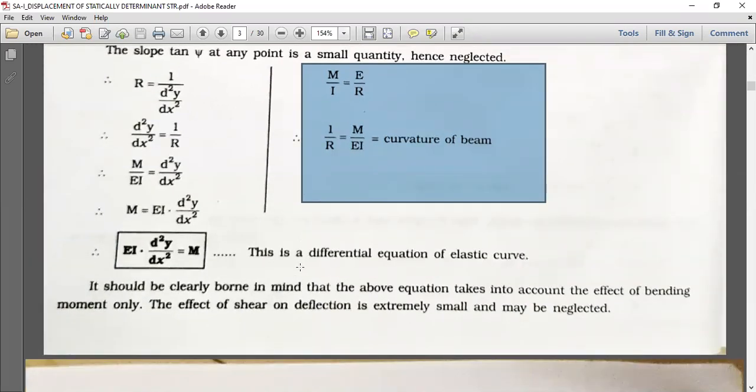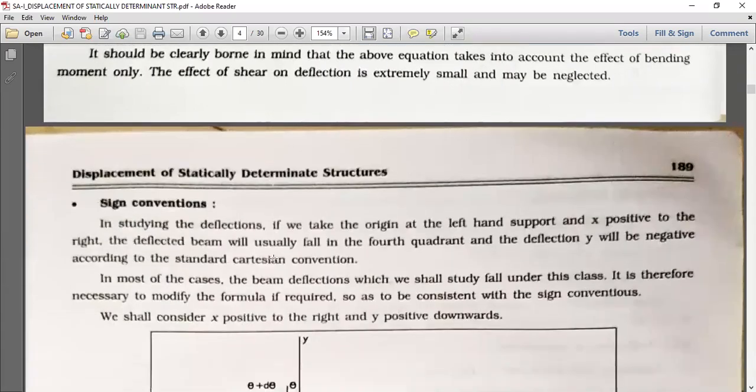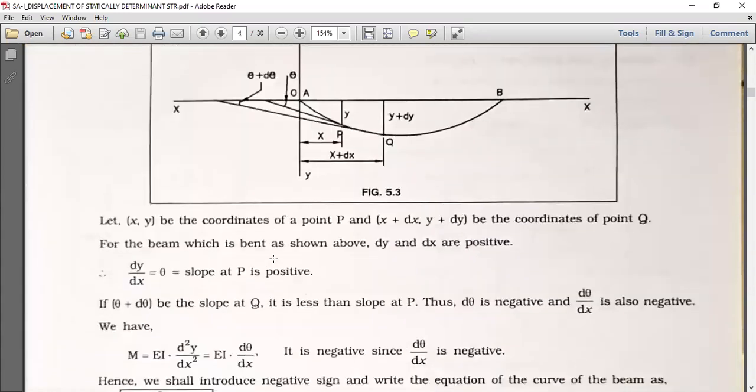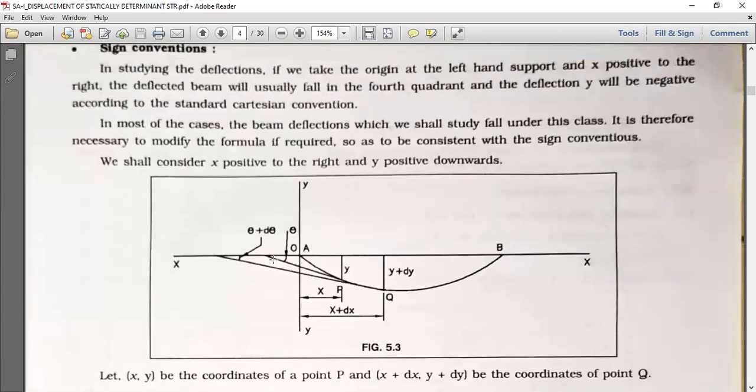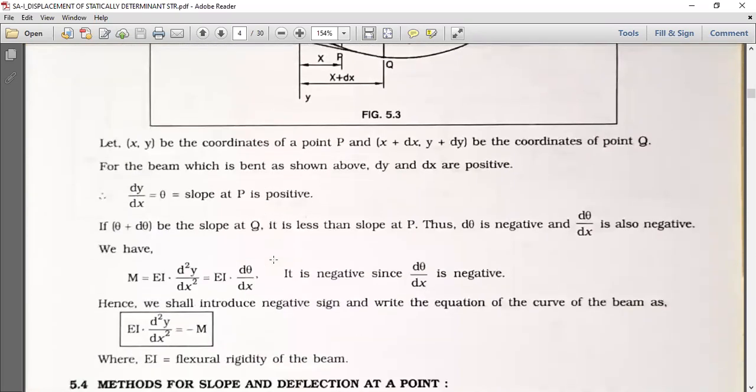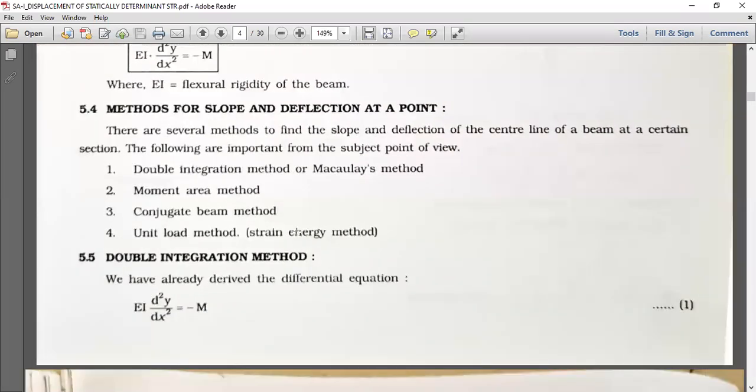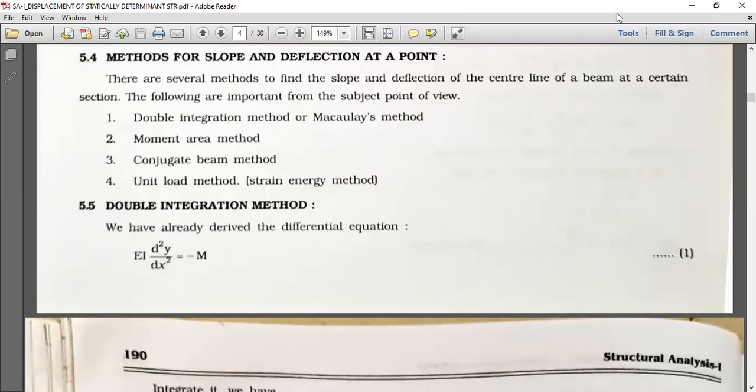It should be clearly borne in mind that the above equation takes into account the effect of bending moment only. The effect of shear on deflection is extremely small and may be neglected. We can continue our lecture with method of slope and deflection in the next chapter.